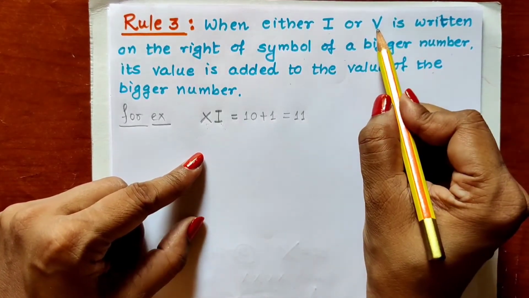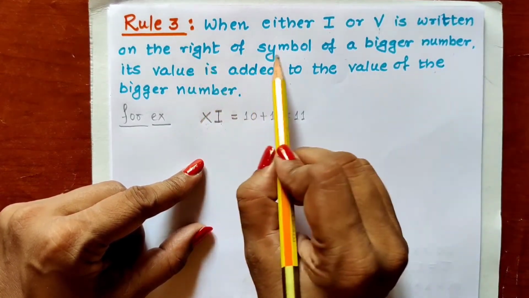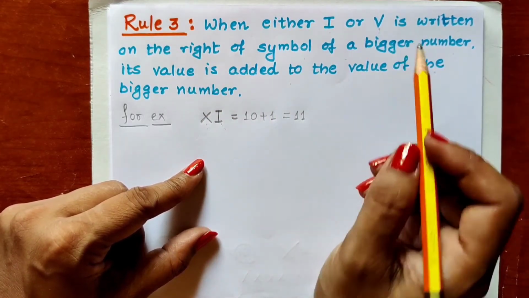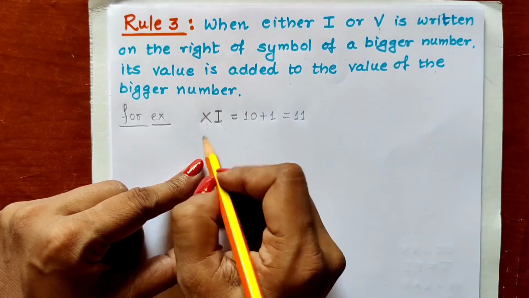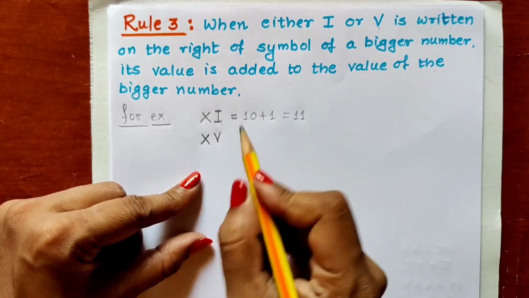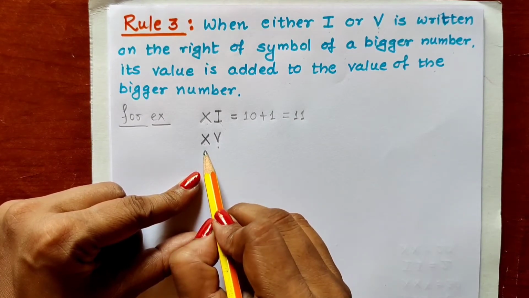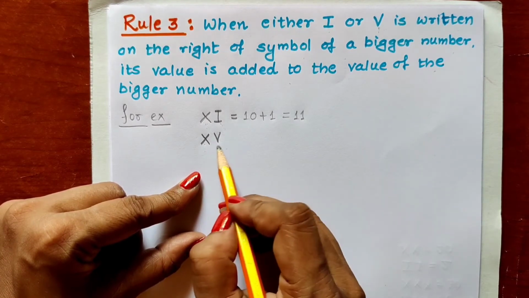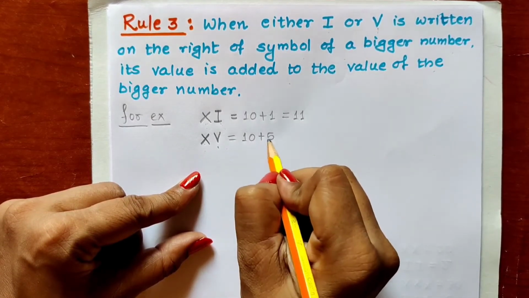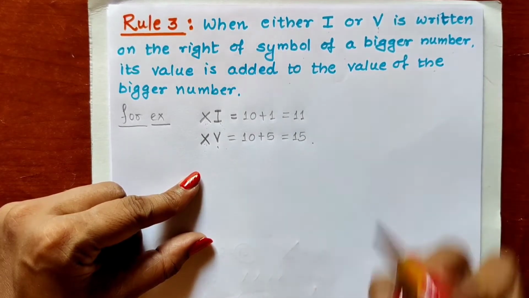Similarly, when V is written on the right of the symbol of a bigger number, it is also added to the value of the bigger number. Here I will write XV. So this V is written on the right side of X. X is bigger, that means 10 is bigger than 5. So how to read it? Its value will be 10 plus 5. 10 for X, 5 for V, and it will be 15.